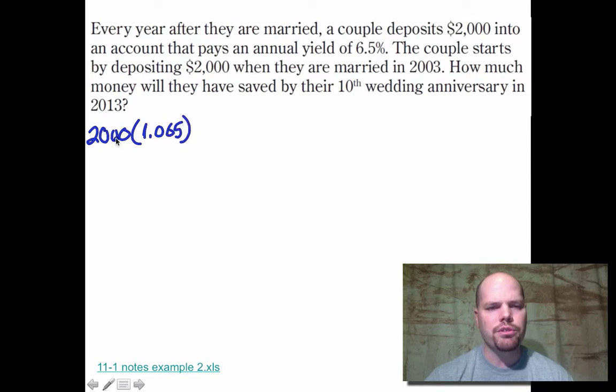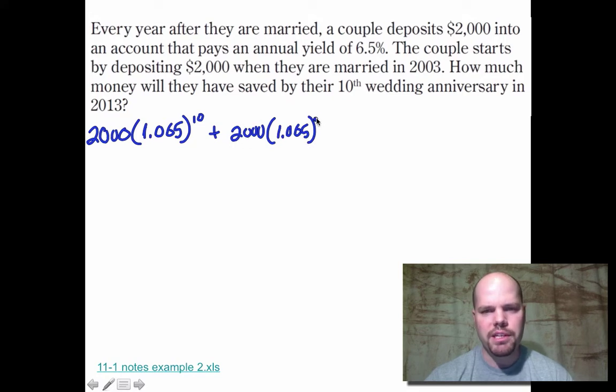Well, that original $2,000 they deposited in 2003 has now been in the account 10 years, so it would be 1.065 to the 10th power. Plus $2,000 times 1.065. So in 2004, that money now has been in there for 9 years, and you would continue doing this for each, because they're depositing $2,000 every anniversary.